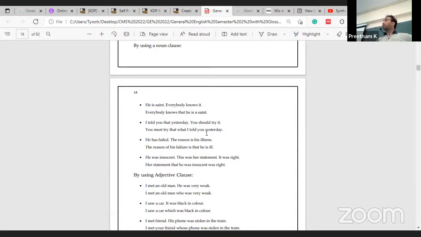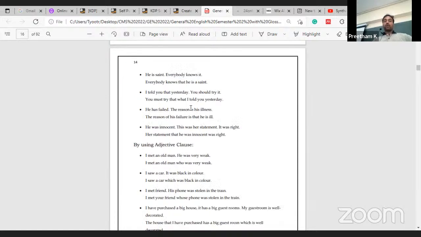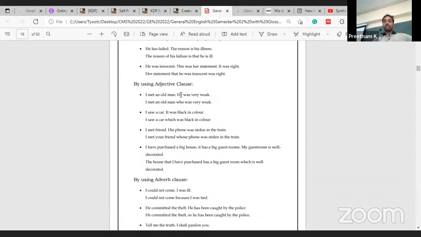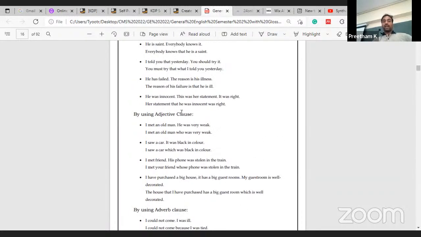How are you going to differentiate a phrase and a clause? A clause will have a verb in it. You must try that. Everybody knows that he is a saint. You must try that what I told you yesterday. He has failed. The reason is his illness. The reason is that he is ill. He was innocent. This was a statement. It was right. A statement that he was innocent was right.